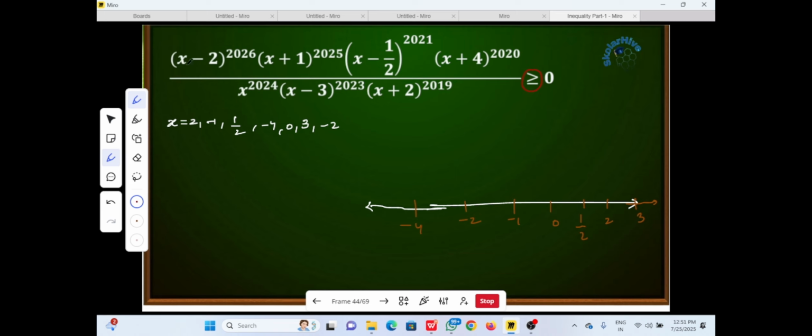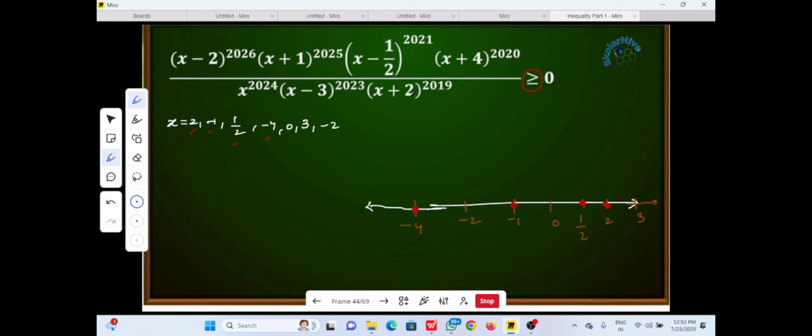Now, as this inequality is greater than or equal to, it means all the critical points of the numerator will be included. So look for the critical points. This is 2, minus 1, 1 by 2 and minus 4 will be included. So mark minus 4, 1 by 2, 2 and minus 1. So except 0, 3 and minus 2.